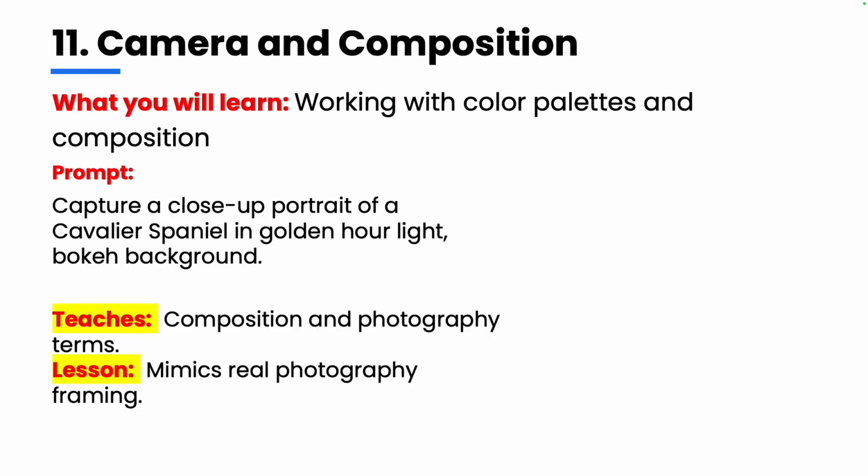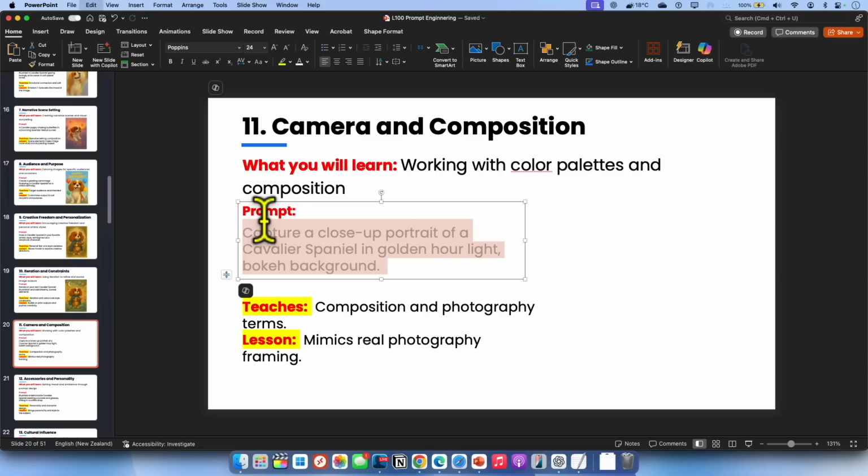So the prompt we are going to use is: capture a close-up portrait of a Cavalier Spaniel in golden hour light, bokeh background. It has a lot of these elements. One, the close-up portrait, that's like a camera angle. Then golden hour is like the element within our world, to see if it understands that. And the third element is the bokeh background, which is the blurry background within the portrait. So let's run it and see what output we are going to get.